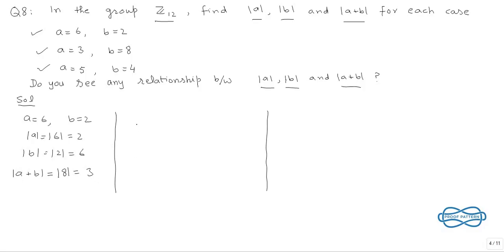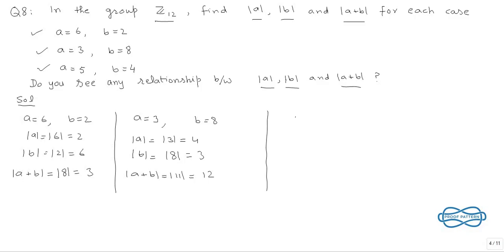So in case 2, when a is equal to 3, using the same arguments, the order of a, which is the order of 3, is 4, because if we add 3 four times, we get a number congruent to 0 mod 12. The order of b, where b is 8, is 3. Similarly, a plus b is 11. If we add 11 twelve times, we will get a number congruent to 0 mod 12. So the order of 11 is 12.